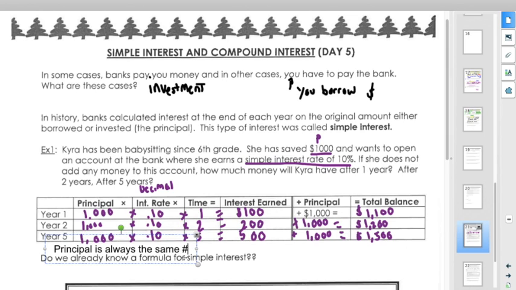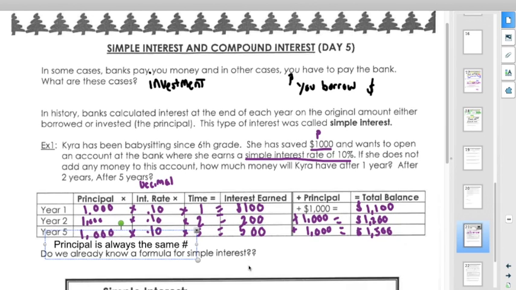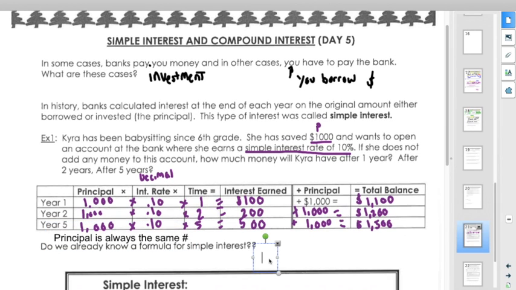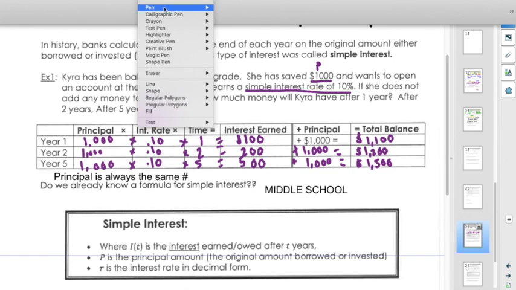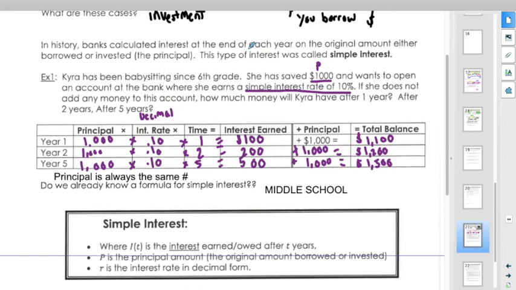Now, do we already know a formula for simple interest? You definitely do. You actually learned this in middle school. You learned interest in middle school. And what is that formula? Simple interest. See if you can remember it as I'm pulling up the pen. I of t, where I stands for interest, t stands for time, equals P R T.